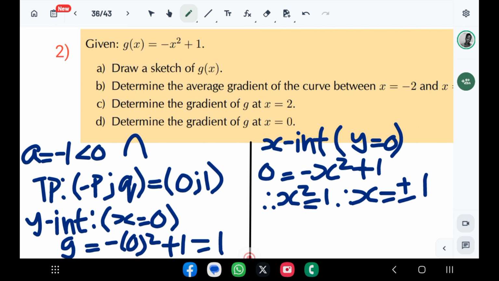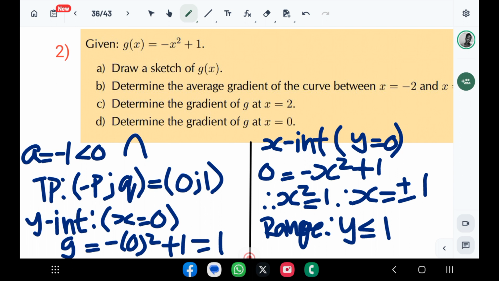Those are the x-intercepts. Now your range should be very easy. Your graph looks down, meaning that you have a maximum turning point, meaning that your q, which is 1, is the maximum value. So y must be less than or equal to 1.